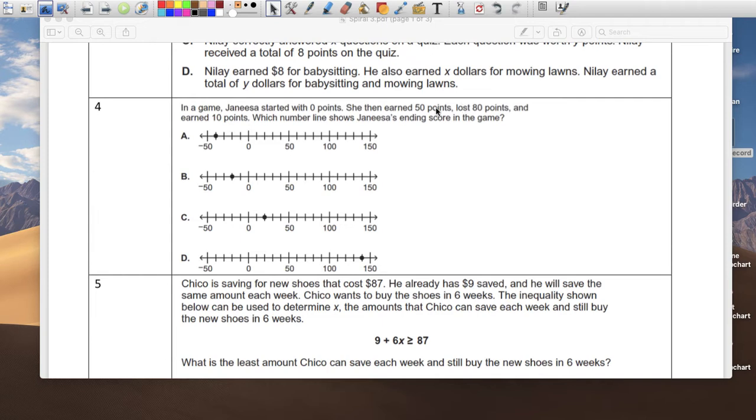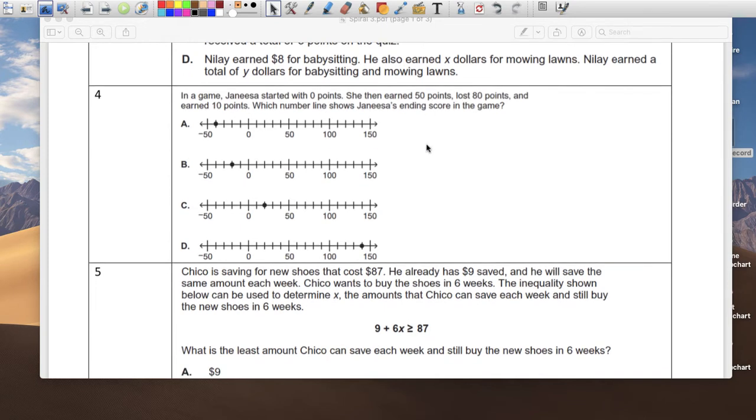In a game, Janice started with 0 points. She earned 50 points, lost 80 points, and earned 10 points. So which number line shows her ending score? Well, if you start at 0 and you earn 50, so we're adding 50. Then you lose 80 points, which means minus 80, and then you earn 10 points. So that's what it will look like.